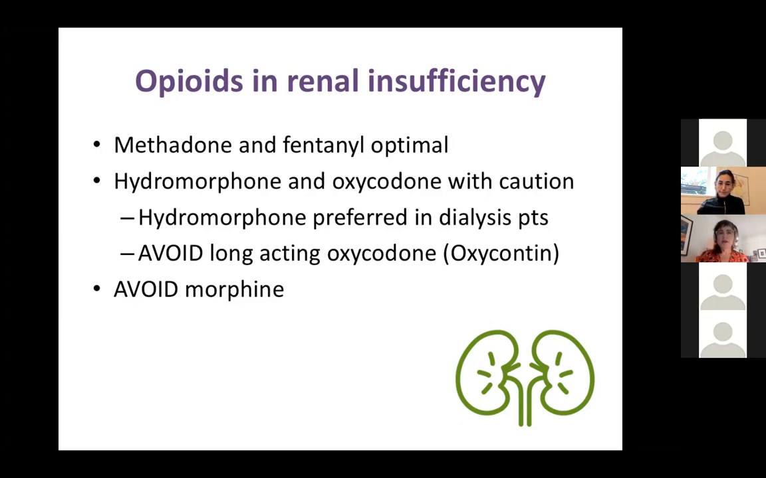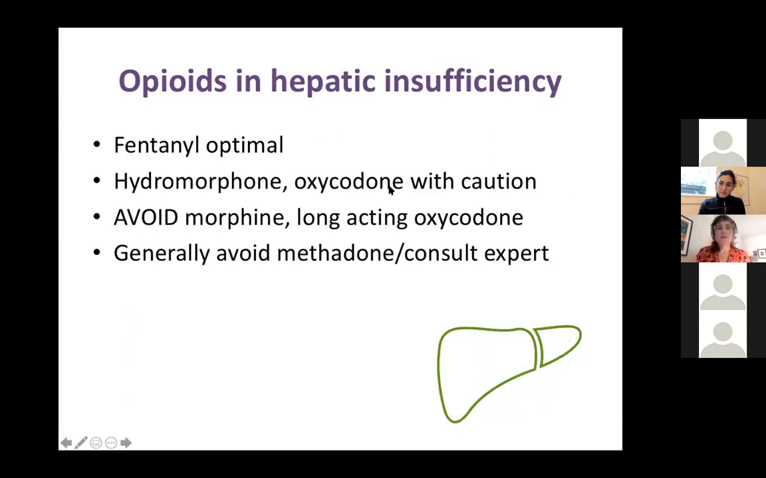hydromorphone and oxycodone are totally appropriate in renal insufficiency, and those are the agents that I reach for. Hydromorphone is preferred to oxycodone in dialysis patients. I avoid long-acting oxycodone and morphine in people with significant renal insufficiency. So again, go-tos in renal insufficiency are generally hydromorphone and oxycodone, hydromorphone in dialysis patients.